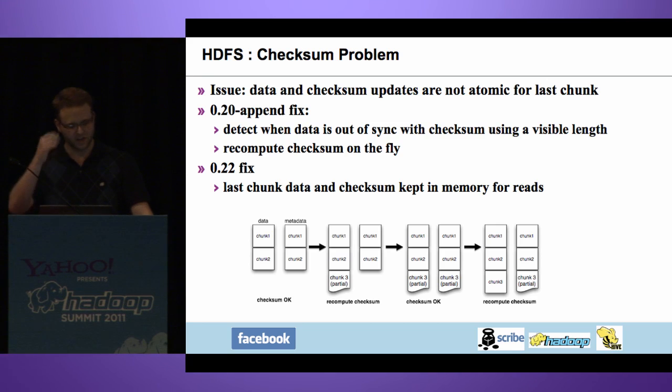And so in 0.20, what we actually did is just detect this. So when you create the appropriate block sender object in the data node, you track the length of the data at that point. And if anything is added, you just do this dynamic recomputation of the checksum.